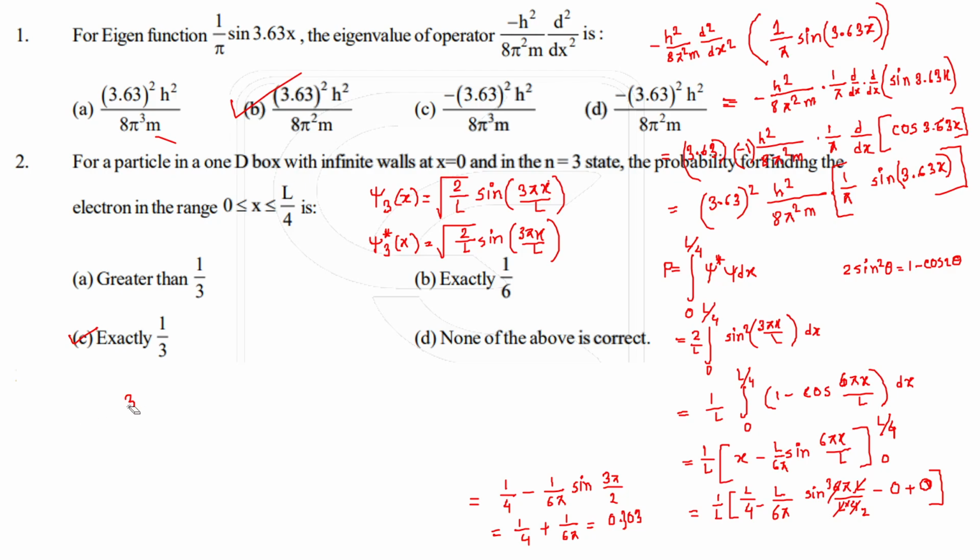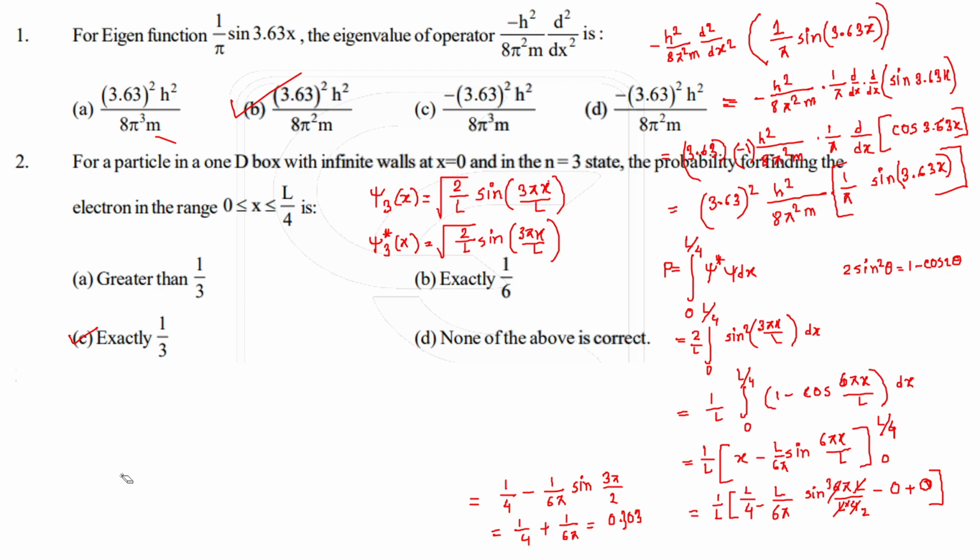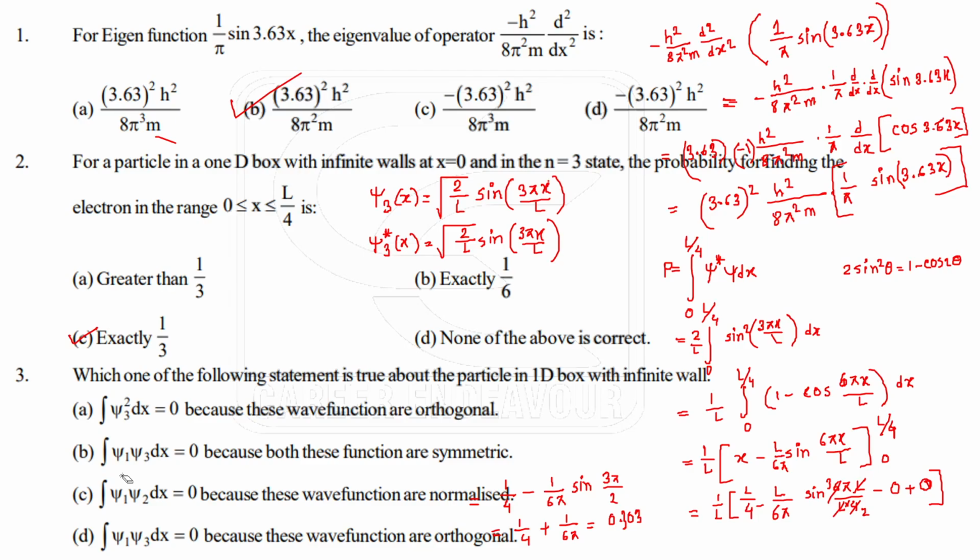I have to erase this part because the next question is going to come here. So did you get the idea of what we have done in the last question: the probability of finding the electron in that region for a particle in a box, in the n equals 3 state, is 1 by 3, or about 0.3, right? Let us go to the next question.